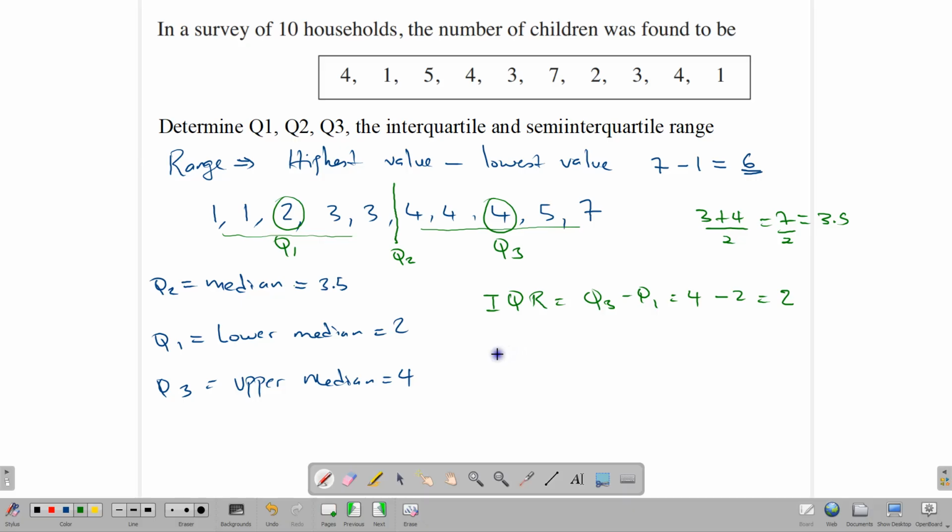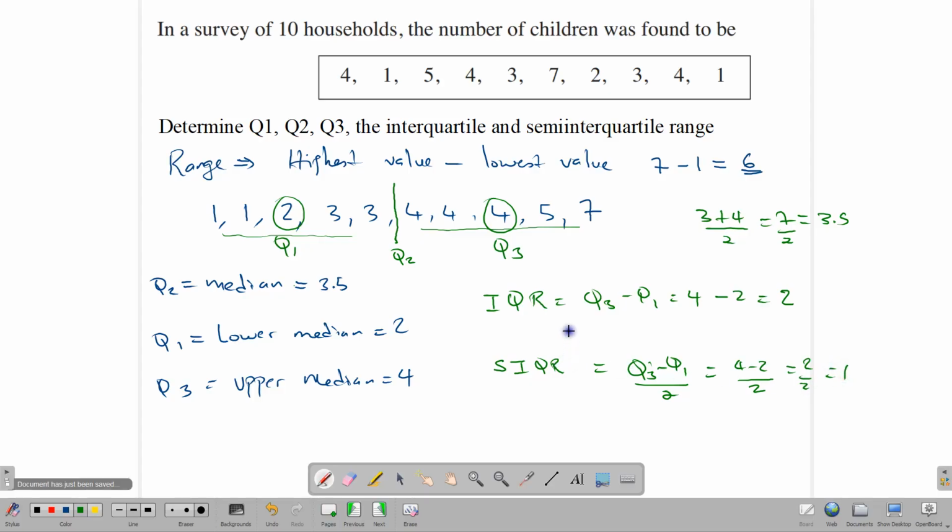And then we can find the semi-interquartile range, which is simply to say Q3 minus Q1 over 2. And in this case, we have 4 take away 2 over 2, which gives us 2 over 2, which is 1.